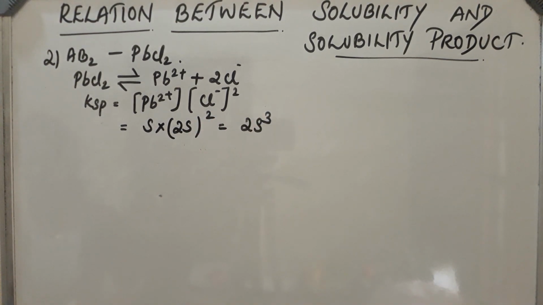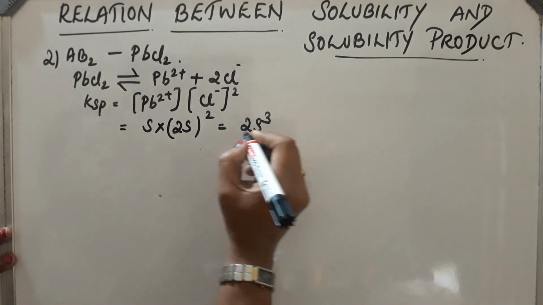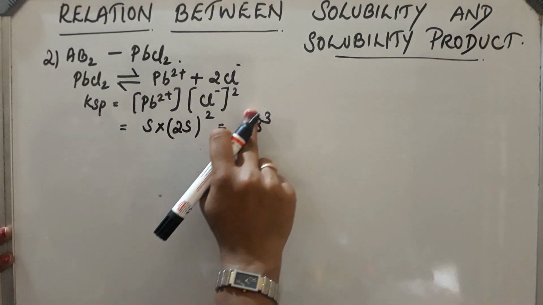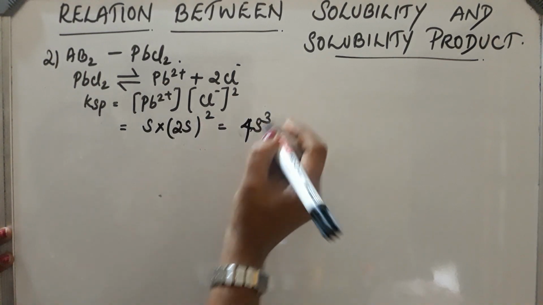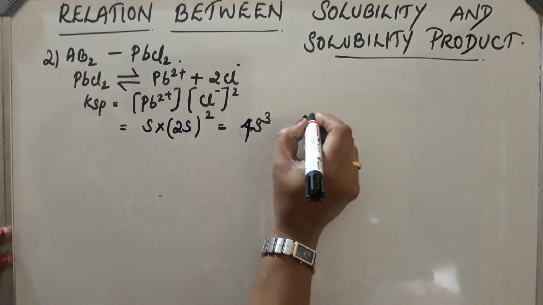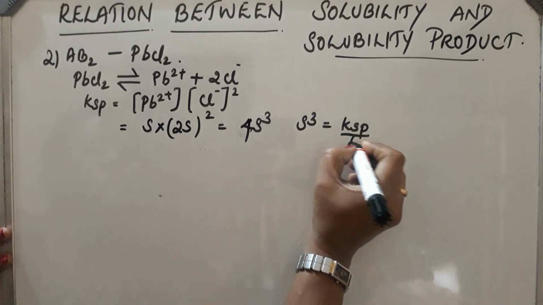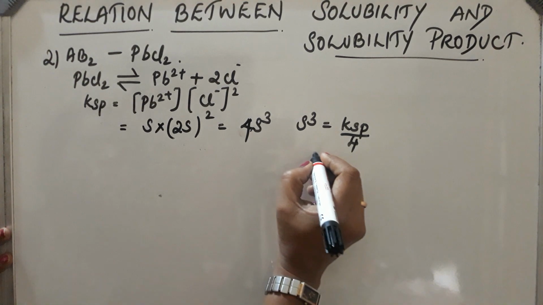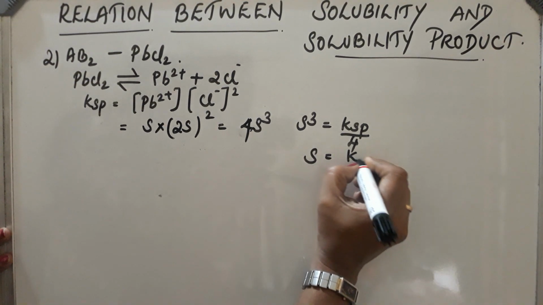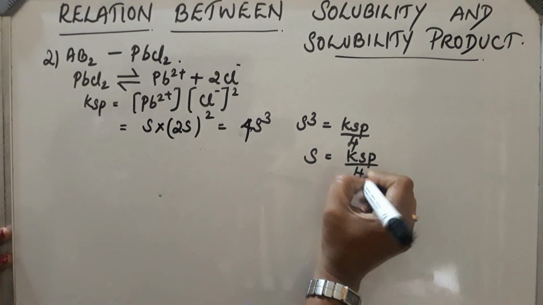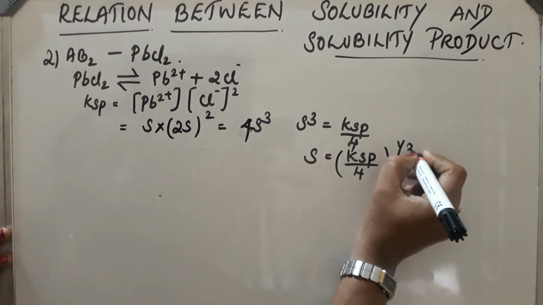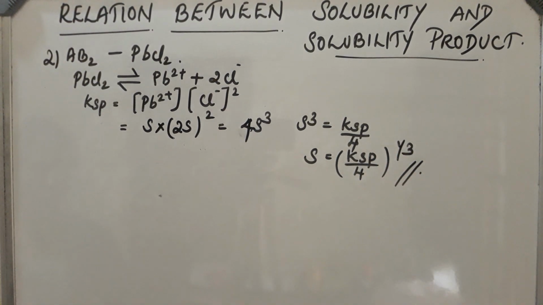This is the second type. Now, 2 square is 4, so S cube is equal to KSP by 4. So S is equal to KSP by 4 whole raised to 1 by 3, or the cube root of KSP by 4. This is the second type of salt.